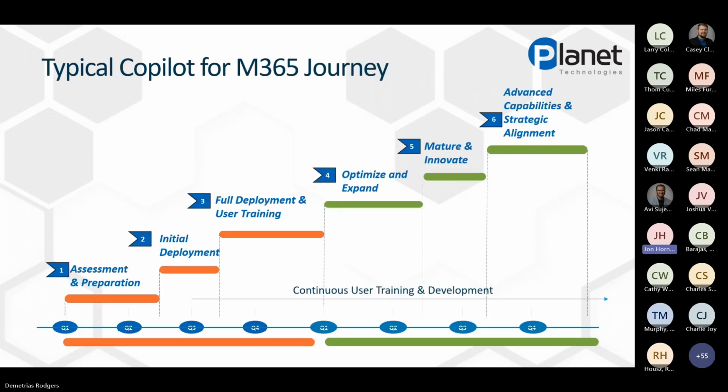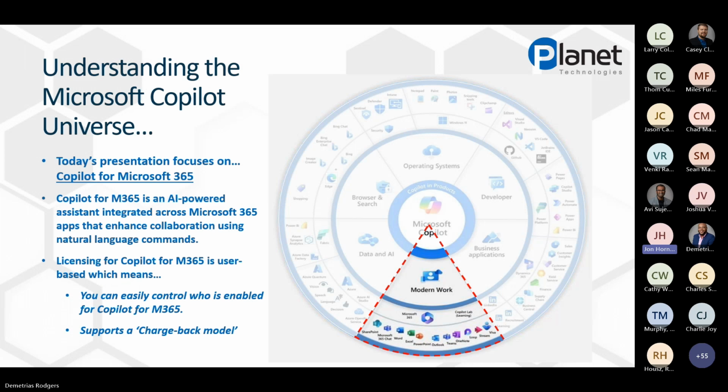Demetrius, if you don't mind, I want to back up one second. This is what I think has helped some of my customers understand this, because it's confusing as all get out. Copilot, and I know Demetrius said there's 50, I think right now we might have over 90 Copilots available today.